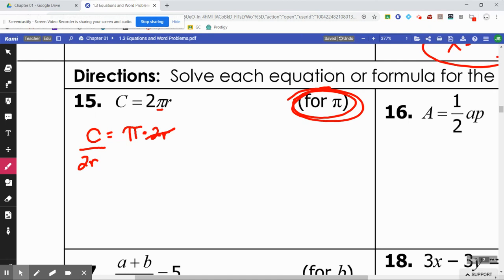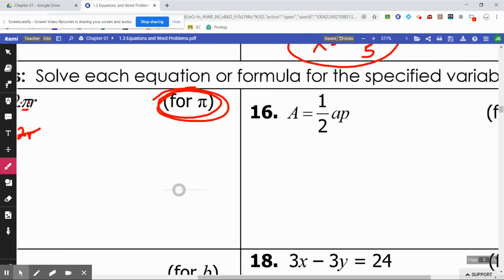Now, if you need to, you could actually say, okay, you got multiplication here, so we're going to divide by 2. And since it was multiplied by r as well, you're dividing by r as well. So whatever you need to do to think about this, that's your new formula. The pi is equal to c over 2r.